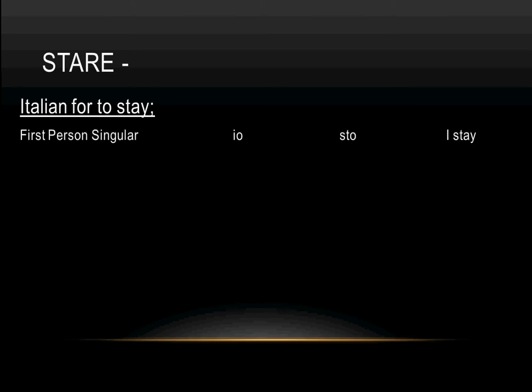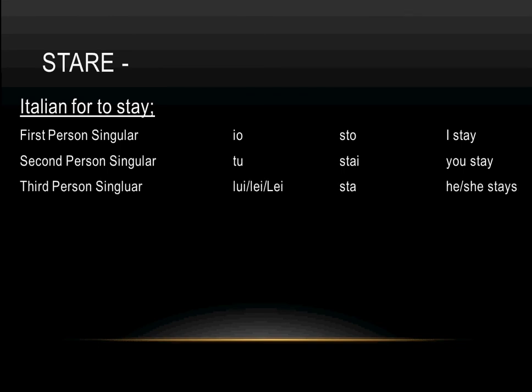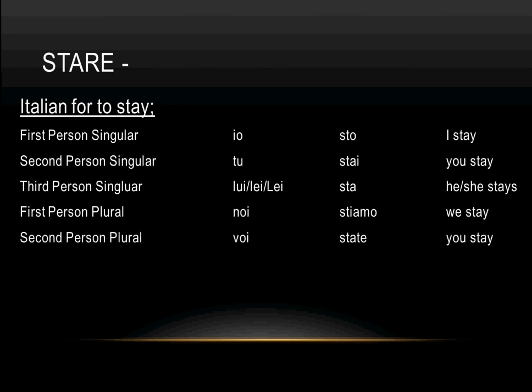Okay, we'll look at first person singular. First, as always, io sto, I stay. Tu stai, you stay. Lui, lei, sta, he or she stays. Noi stiamo, we stay. Voi state, you stay. Loro stanno, they stay. So we have io sto, tu stai, lui lei sta, noi stiamo, voi state, and loro stanno.